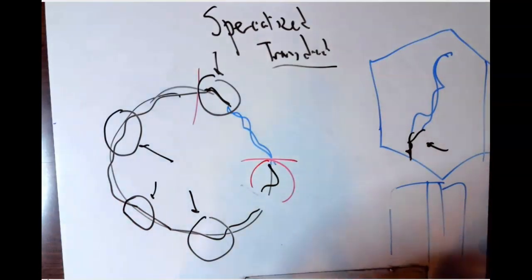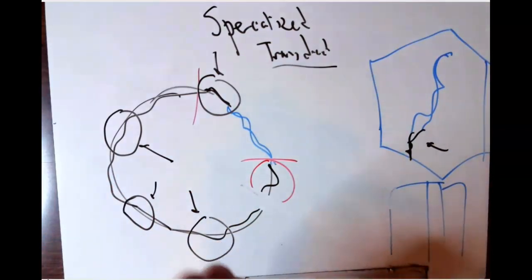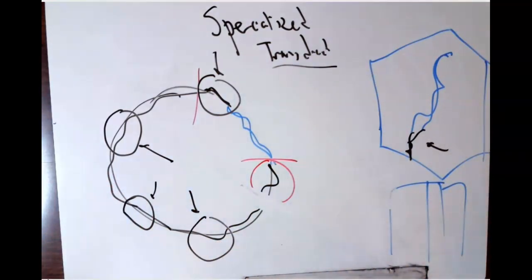So generalized transduction requires only the lytic cycle, and it can transfer any region of bacterial DNA. Specialized transduction relies on the lysogenic cycle and an improper excision event, and you can only transfer DNA that flanks the viral insertion site.